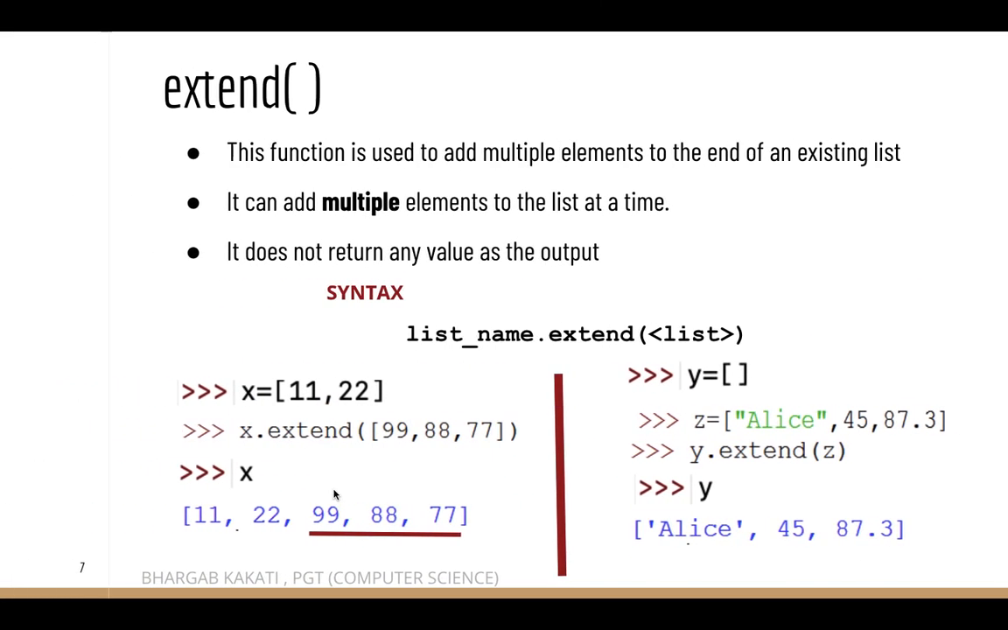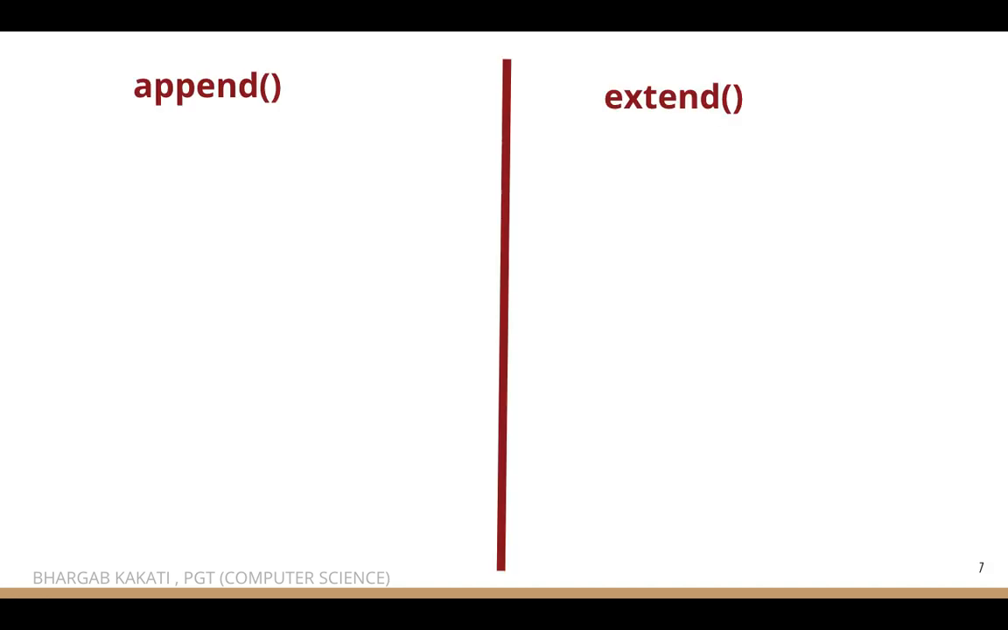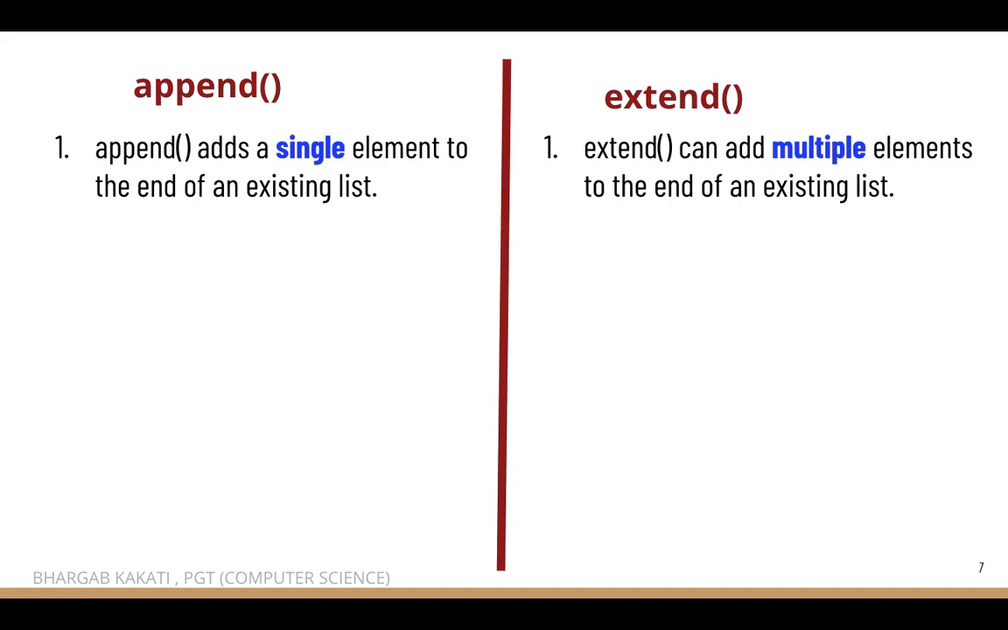Now let us see the difference between append function and extend function. We already know it, just let us see it in points. The append function adds a single element to the end of an existing list. So if I want to add a single element, one element, to the end of an existing list, I'll take help of the append function. But if I want to add multiple elements to the end of an existing list, then I'll take the help of the extend function.